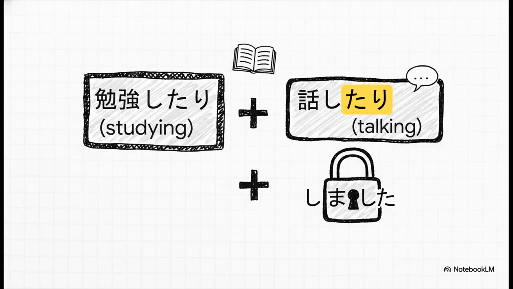So, let's break that one down. We've got benkyou shitari, which comes from the verb for to study, and hanashitari, from the verb to talk. Those are our sample activities. And then, right at the end, you see that shimashita? That's what locks the whole sentence into the past. It's a perfect example of the rules we've just been talking about.